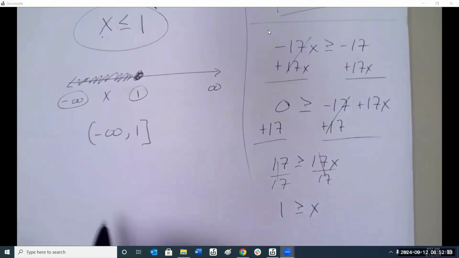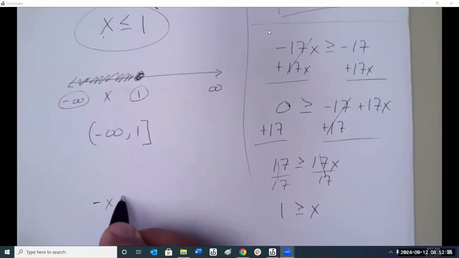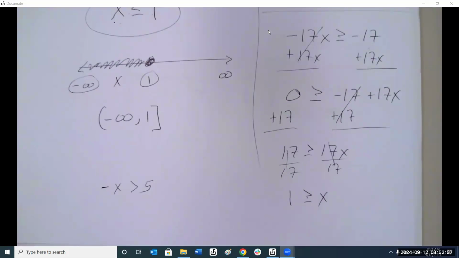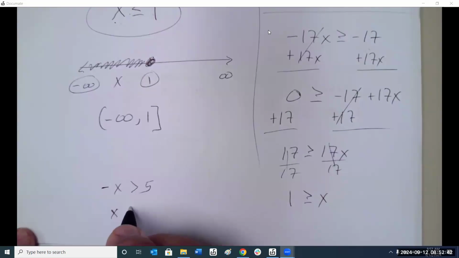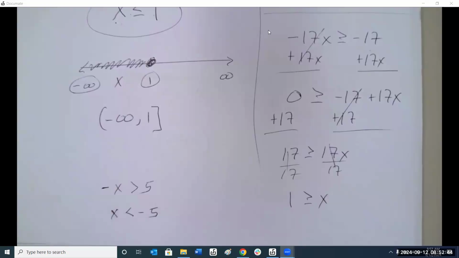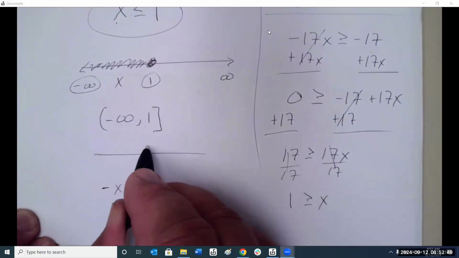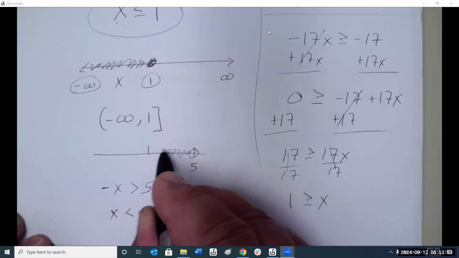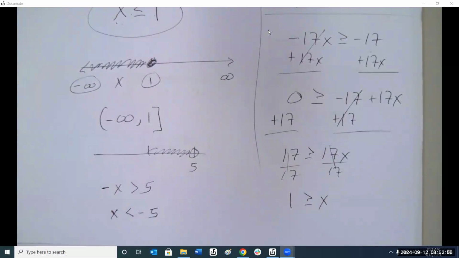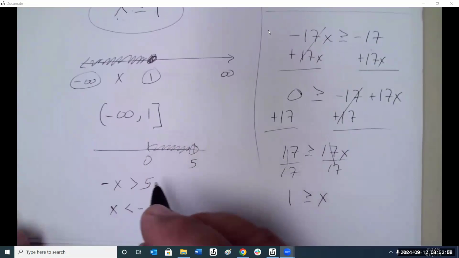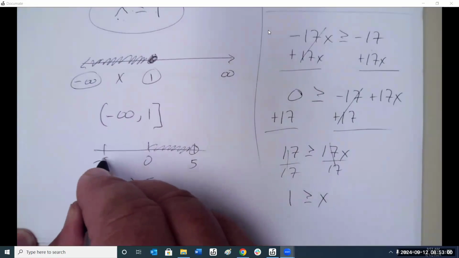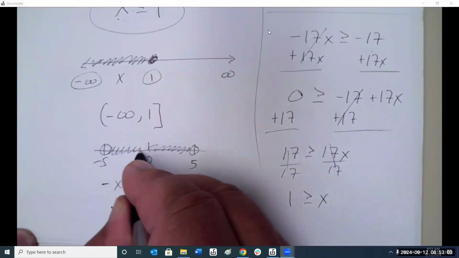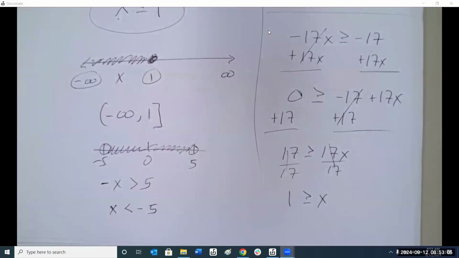Because you're changing. If negative x is bigger than 5, that means it's the opposite of it. Then x has to be less than negative 5. What does that mean? Or on a number line, if x is less than 5, fold it at 0, which would give us negative 5. That means x has to be bigger than 5. We're getting the opposite of it.